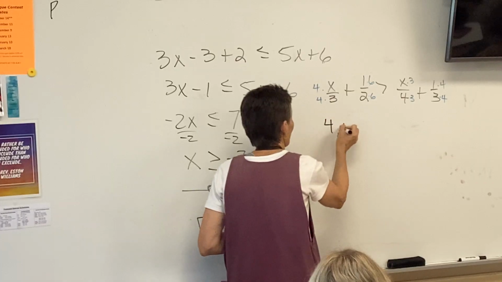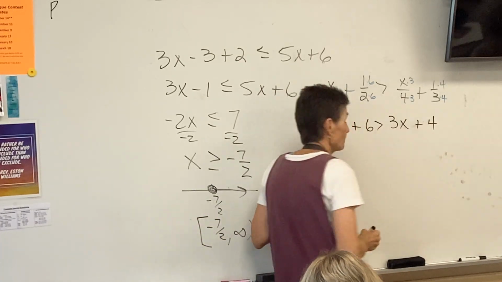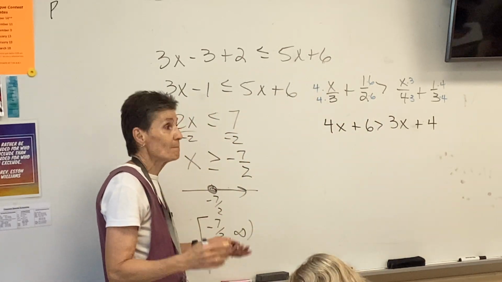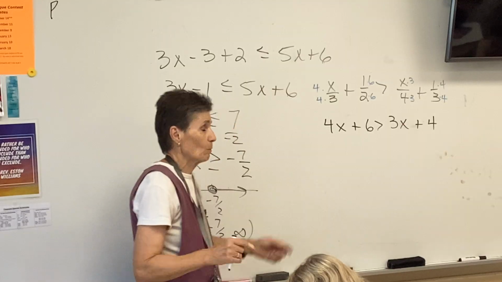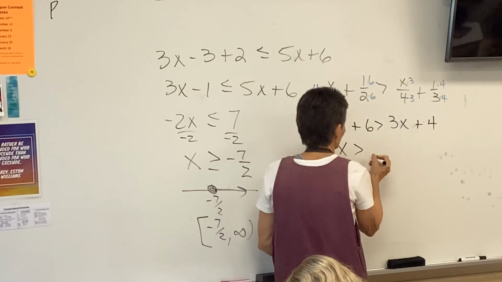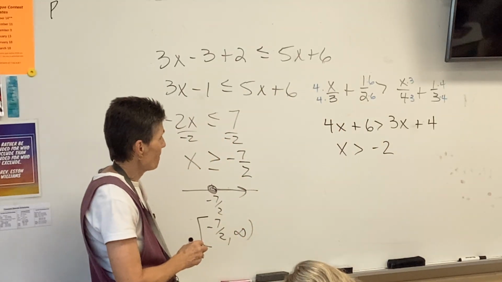So 4x plus 6, 3x plus 4. And I'm not really just erasing them, I'm multiplying everything by 12. And that would be what it does. So, is that what you got? Is that right?